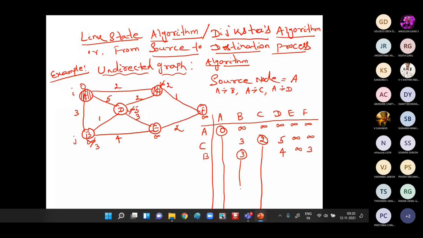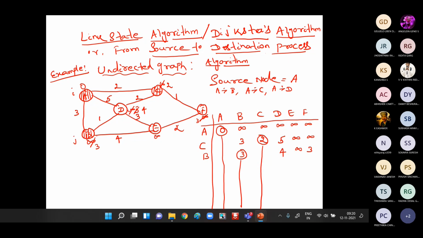We have to make the new cost. We have to update the cost of D as 4, F as 3, E as it is, infinite, and B is remaining 3. So the new node is now B, and we have to strike it out. Now B is visited. So with respect to B, what are the nodes connected?